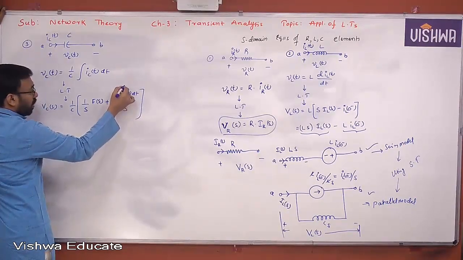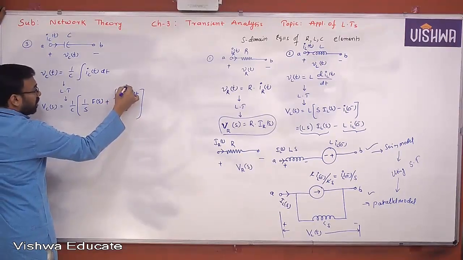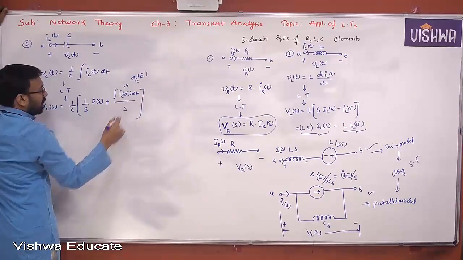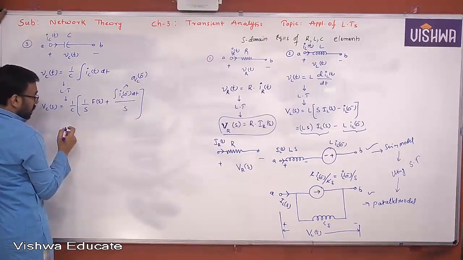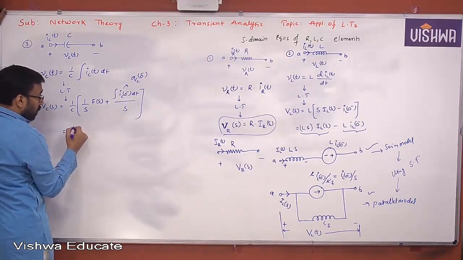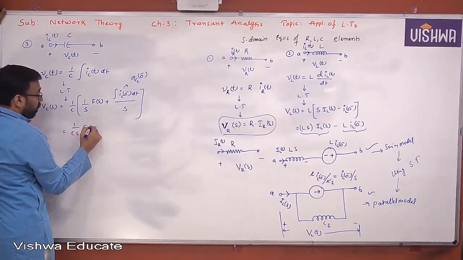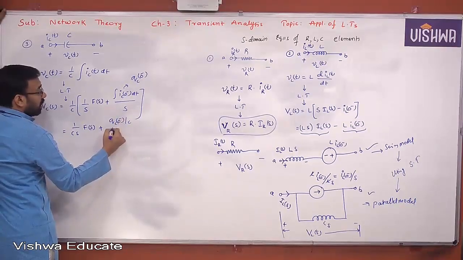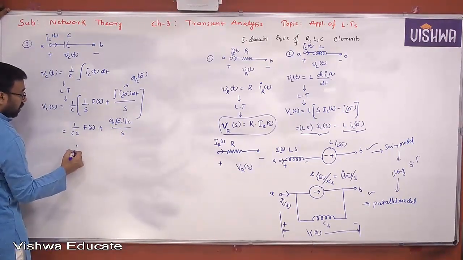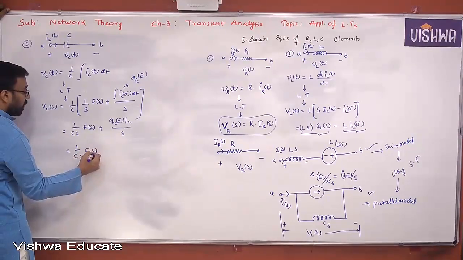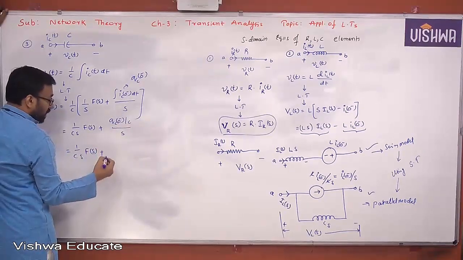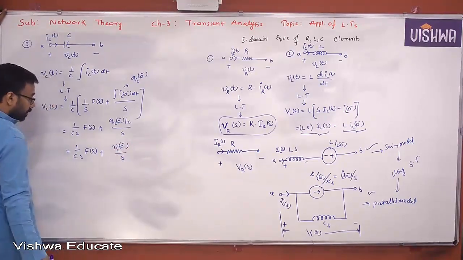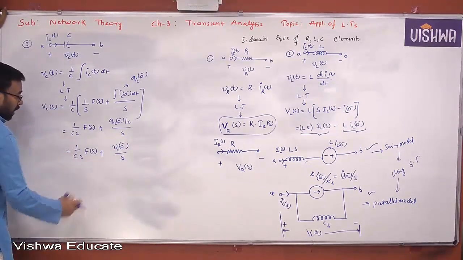But you know that this component is what actually here QC, because integration of current is always a charge, but charge by capacitance will give you voltage, yes or no? So 1 by CS F of S plus QC of 0 minus by C by S, nothing but 1 by CS F of S plus QC of 0 minus by C is nothing but VC of 0 minus by S. That's it. So voltage is nothing but sum of two voltages.